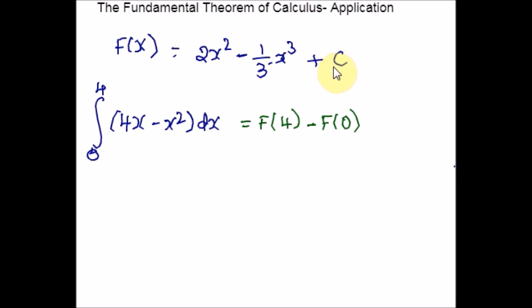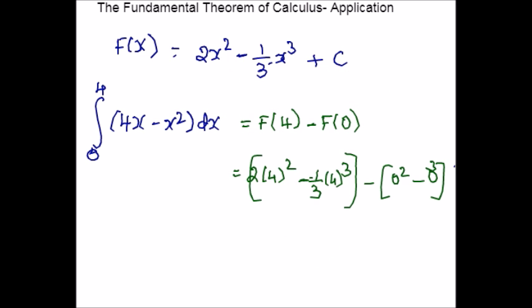So initially we assume that c is equal to 0 for simplicity. So let's continue the calculation. The second part would become 0 because 0 squared times 2 is 0 and 0 cubed times 1 over 3 is equal to 0. So this term itself turns into 0 and this would become 32 and this would be 64 over 3. So by combination I'm just subtracting the fractions. So I get 32 over 3. Hope you're clear with this example.